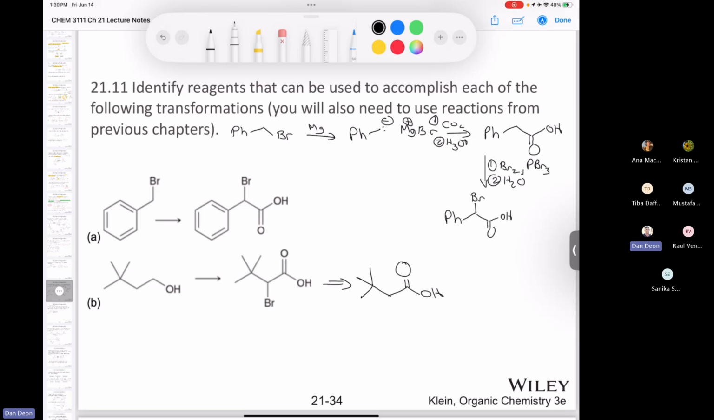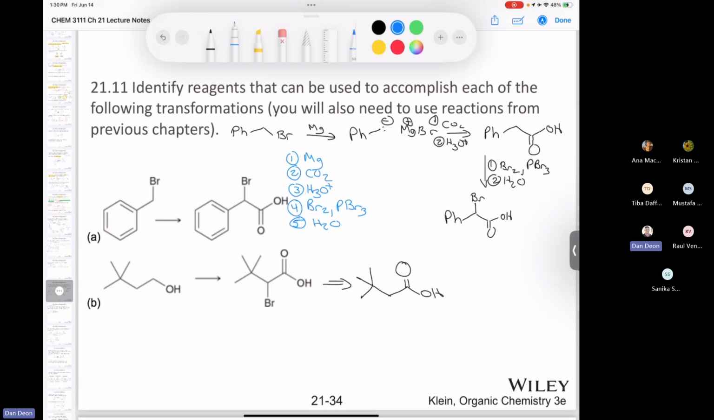So overall, the first step is magnesium. The second step is CO2. Third step is hydronium to protonate to give you the carboxyl group. And then step 4 is going to be the bromine and phosphorus tribromide. And then the last step is going to be hydrolyzing the acid bromide with water, and you're done. All right, so 5-step synthesis, not too bad.